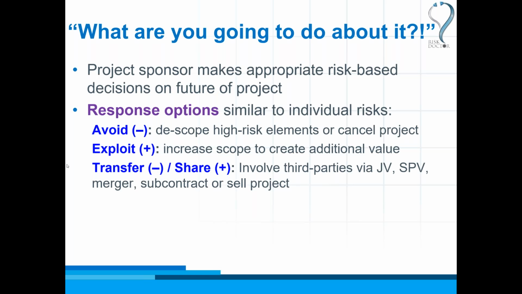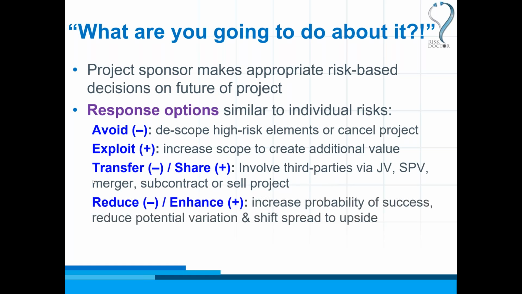If we can't find somebody else to manage the risk for us, then we have to try to improve our risk exposure by reducing the negative impact or enhancing the positive impact, just like we would reduce the probability and impact of a threat or enhance the probability and impact of an individual opportunity. How can we make the probability of success higher and reduce the potential variation?